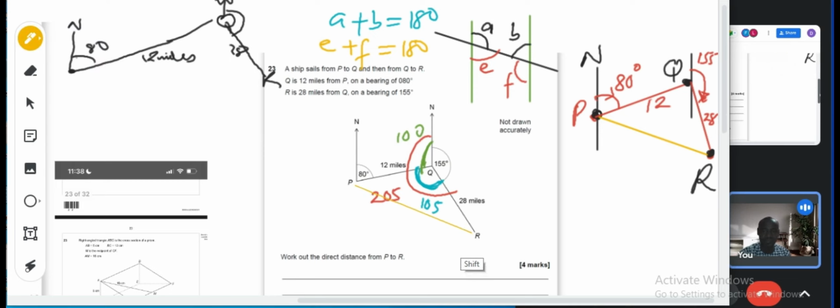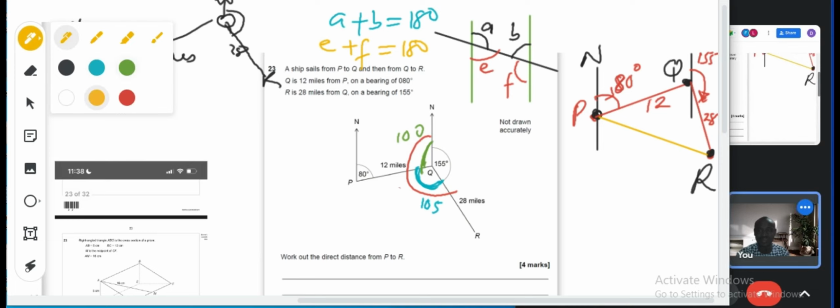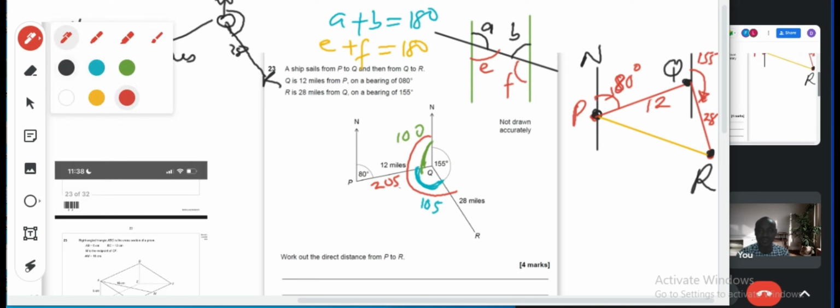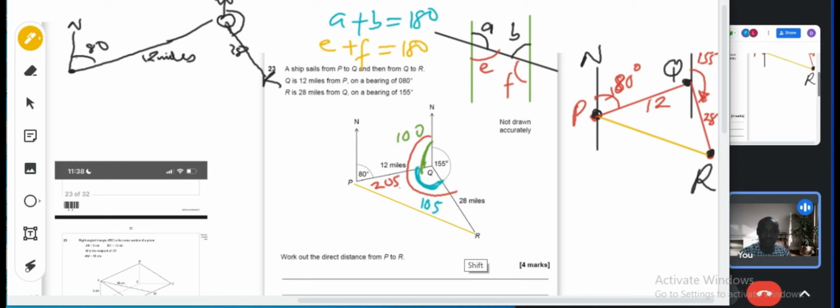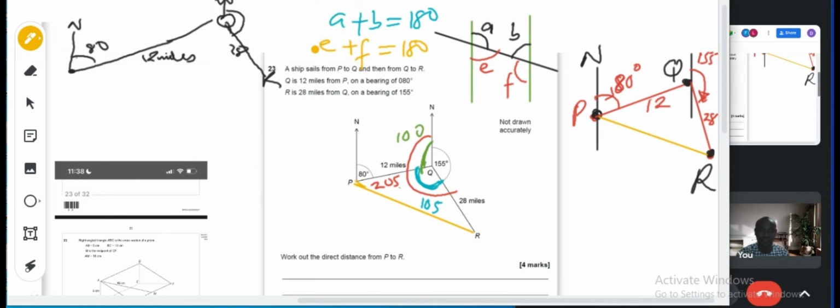So then you do, is it like A squared equals B squared plus C squared minus 2BC? Exactly. I can't remember, but they give us that formula anyway. Oh, it's given, right? Yeah, it's given. That's cosine rule. It's given in the formula table. So just apply cosine. It says work out the direct distance from P to R. So you use cosine rule.